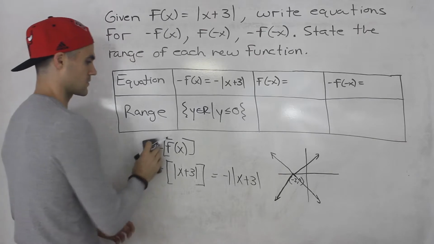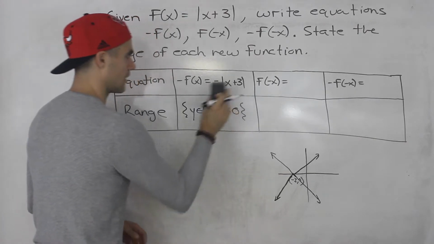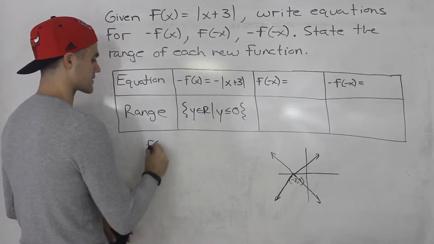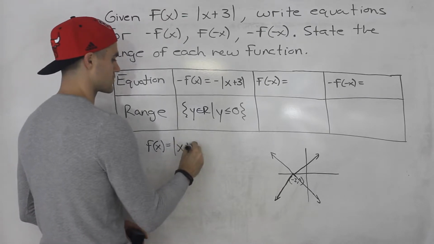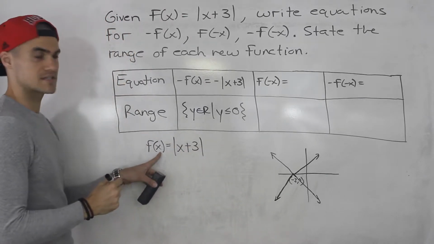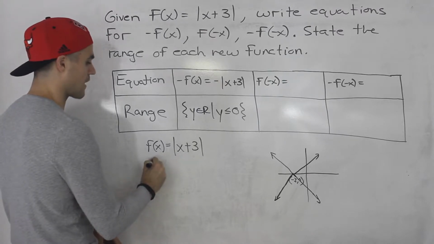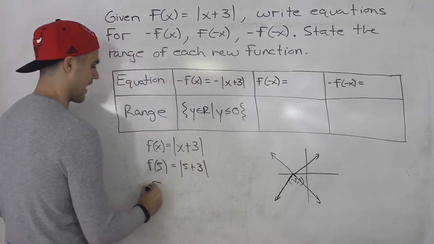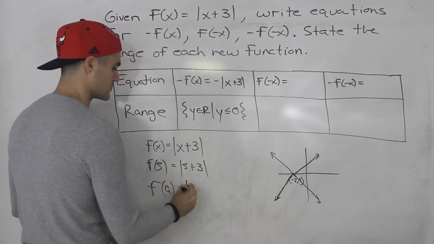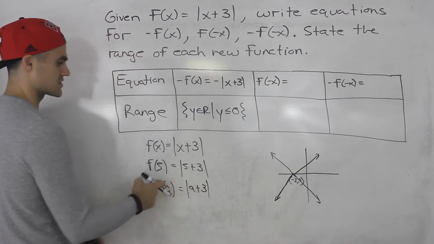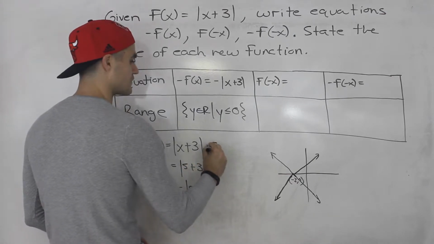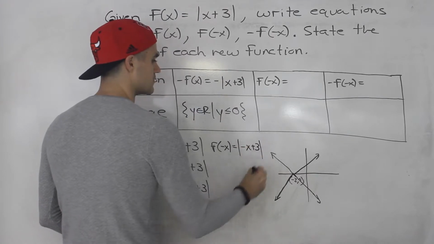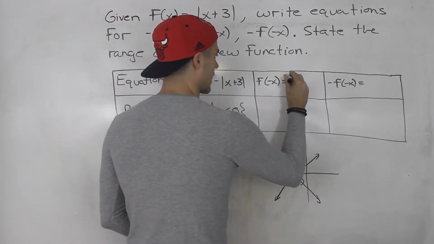Right? Moving on to the next one. We have f of negative x. So basically, if f of x is equal to the absolute value of x plus 3, then whatever we sub in for x here, we're just going to be subbing in for x there. So like f of 5, for example, would be absolute value of 5 plus 3. Or f of a would be absolute value of a plus 3. So whatever's here, we're just subbing in for x. So that means that f of negative x is just going to be the absolute value of negative x plus 3. So that's going to be the answer here.